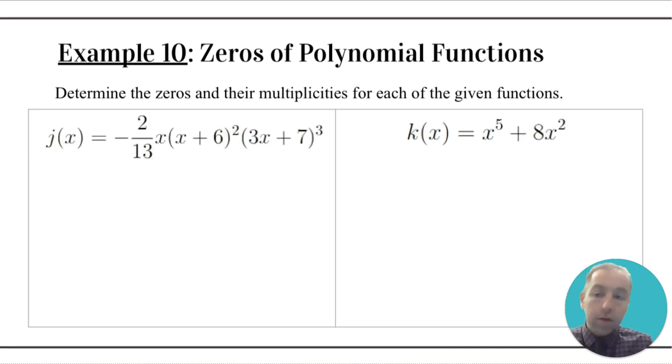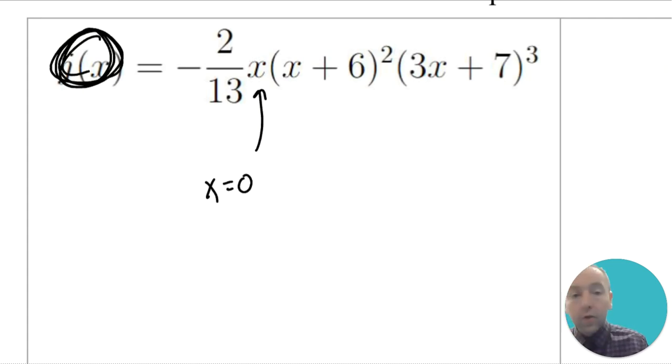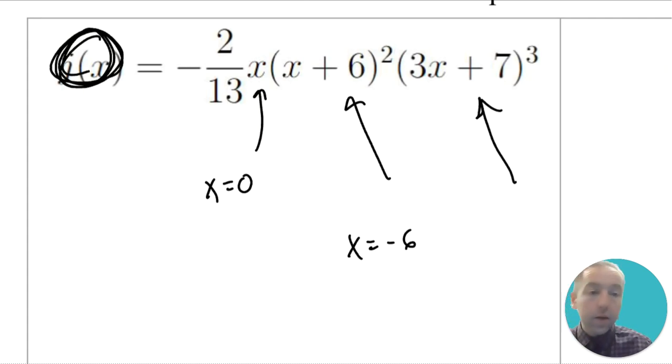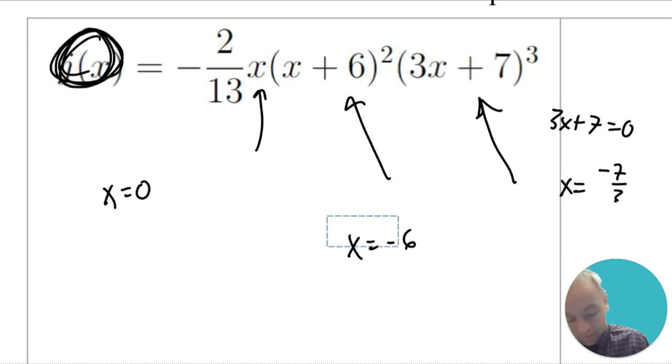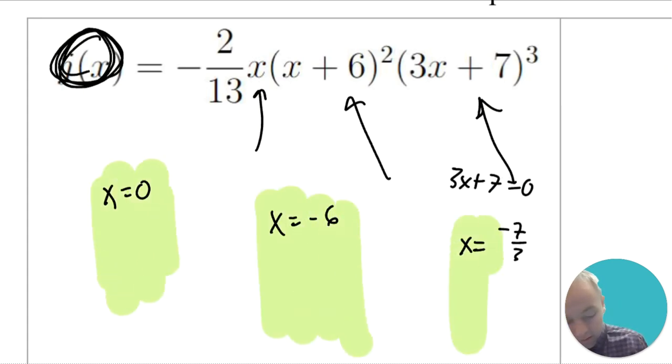All right, so here we want to find the zeros and their multiplicities for each of the given functions. You can see this is already factored, so when you plug in a 0 for y, it's pretty easy to find the zeros. x equals 0 is going to be a zero, and x equals negative 6 is also going to be a zero. Then there you have 3x plus 7. If you set 3x plus 7 equals 0, you subtract 7 and divide by 3, so negative 7/3 would be another zero of the function, something you could plug in that would make the y value equal to 0. So that's a zero, that's a zero, that's a zero.